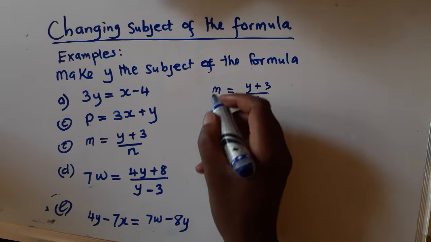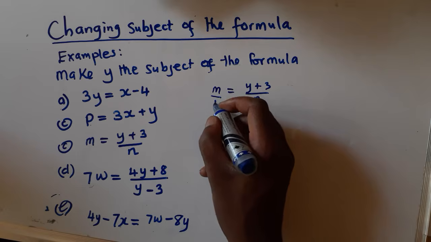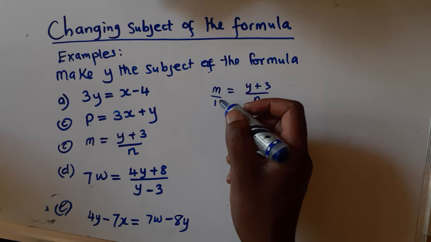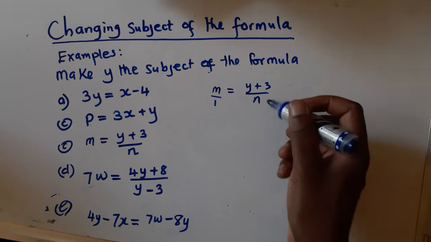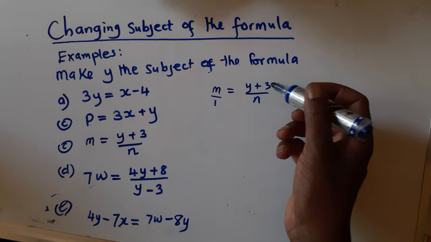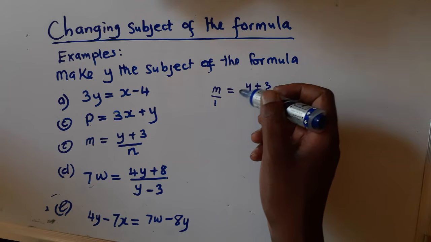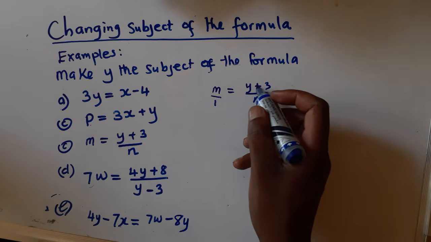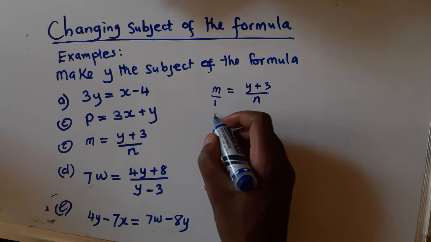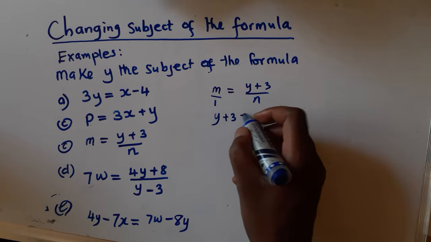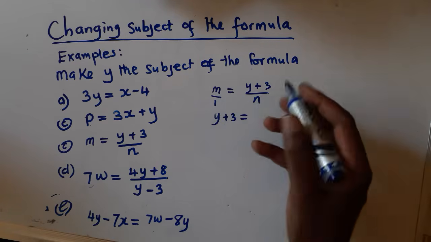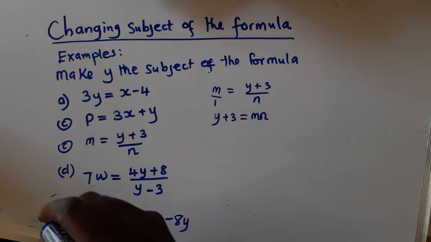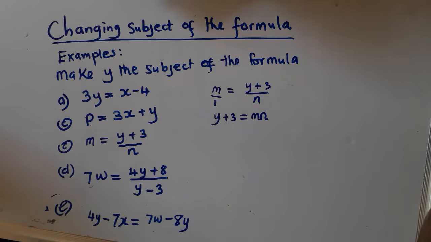So what are we going to do in this case? We write this part as a fraction. We're going to have m over 1. At this point now, remember I told you that we are solving for y. So we need to cross multiply. To cross multiply means this 1, we're going to multiply it by y plus 3. So it will still be y plus 3. This is equal to m multiplied by n, we're going to have mn. Are we together?